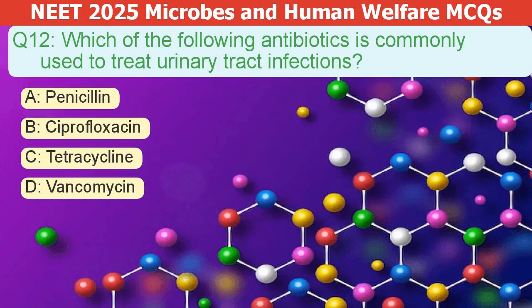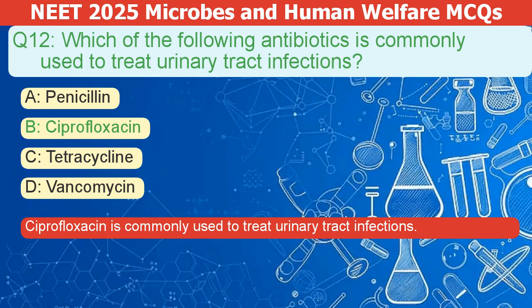Which of the following antibiotics is commonly used to treat urinary tract infections? A. Penicillin. B. Ciprofloxacin. C. Tetracycline. D. Vancomycin. The correct answer is B. Ciprofloxacin is commonly used to treat urinary tract infections.